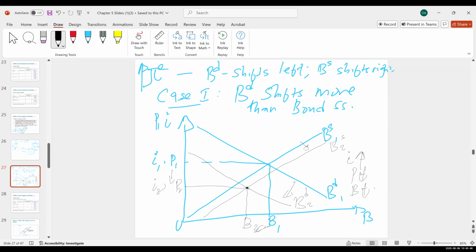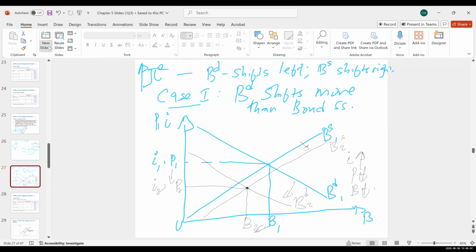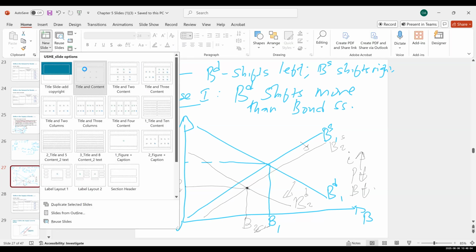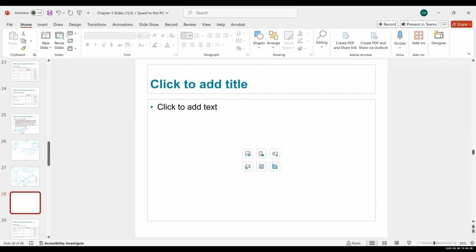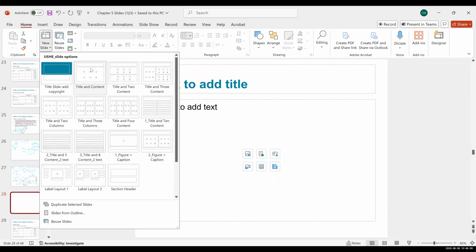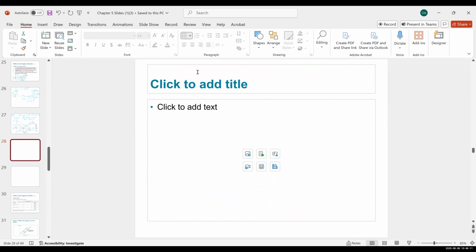Okay, but that's not the fun one. So let's go look at the second case. We're going to flip that one. Let bond supply shift more than bond demand, because we want to be able to concretely tell what might happen to equilibrium quantity, equilibrium price, and interest rate. Let me open a few blank sheets here so I can draw my diagram.